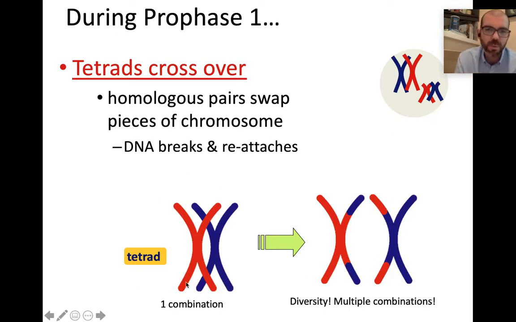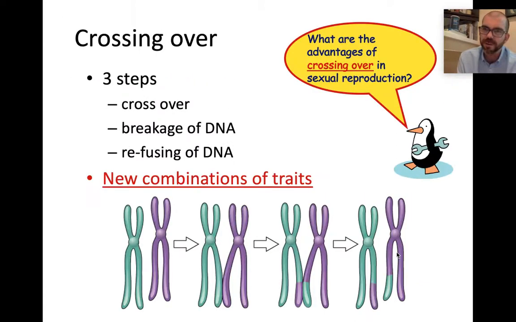So we started with one completely red chromosome and one completely blue chromosome in this tetrad. Now check this out. We have diversity. We have multiple combinations of information now. This red chromosome has some blue on it, and this blue chromosome has some red on it. I now have a new unique genetic combination that didn't exist before the tetrads crossed over.